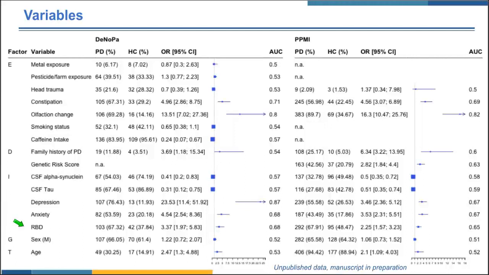And then we also have male sex and older age as risk factors. Although I have to say, because PPMI and DeNoPa are two age- and sex-matched cohorts, meaning they match the age and sex of the healthy people to the PD patients, the accurate influence of sex and age is not really represented in these two cohorts.